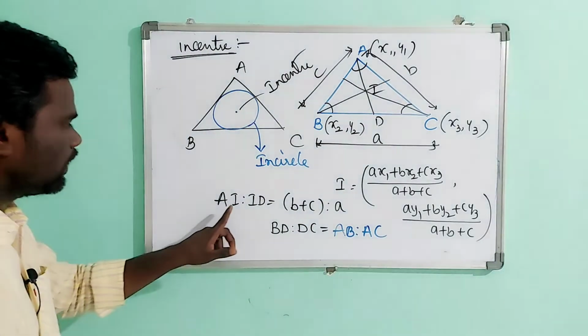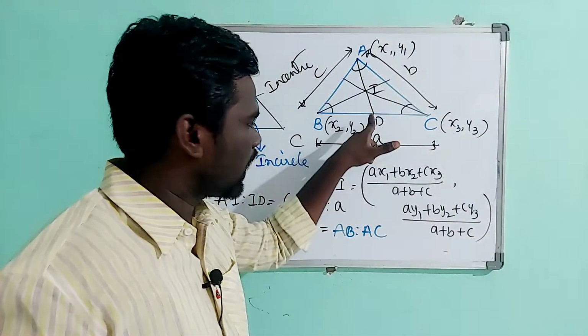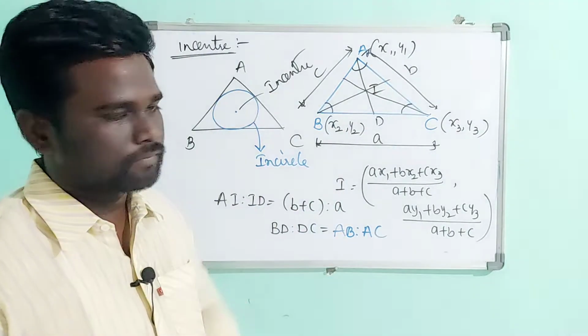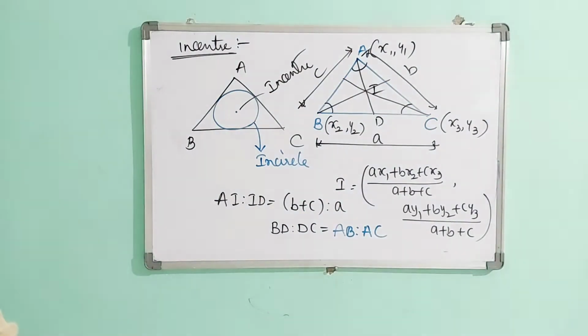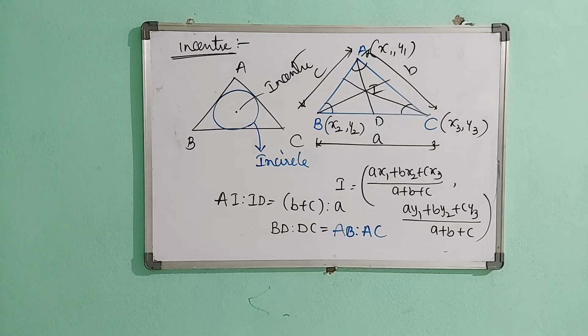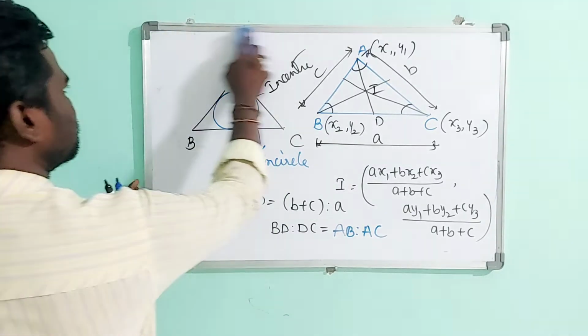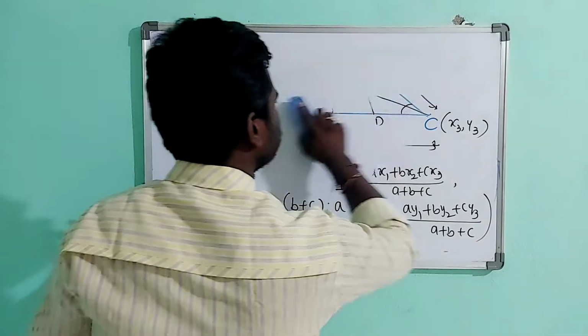This one. And then the Incentre divides the internal angle bisector in the ratio B plus C is to A. So this is the Incentre. Now have a look, and we will move on to Excircles and Excentres.